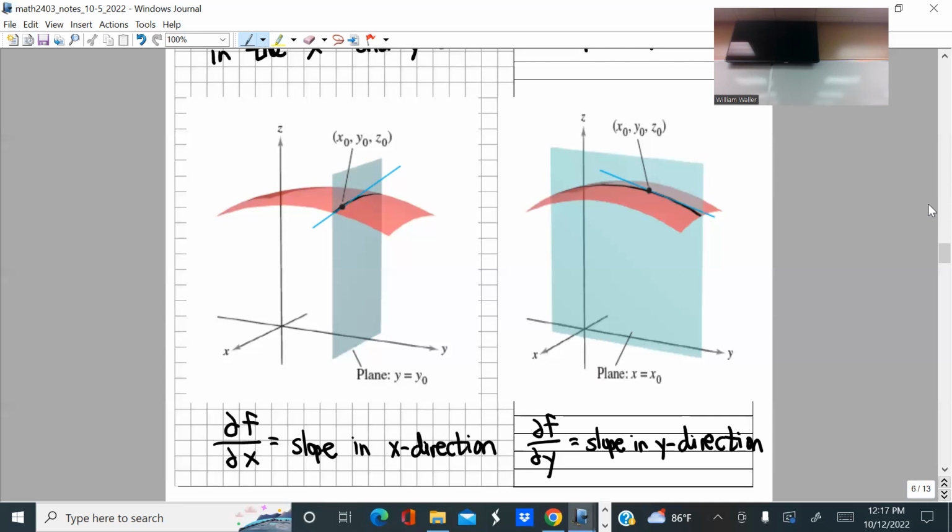Suppose we want to know the slope of the surface in this direction, not parallel to the x or the y-axis. How would we find that? That question we have to consider. It can't be in the direction of z. Z is just straight up and down, so that's just straight up and down through the surface.